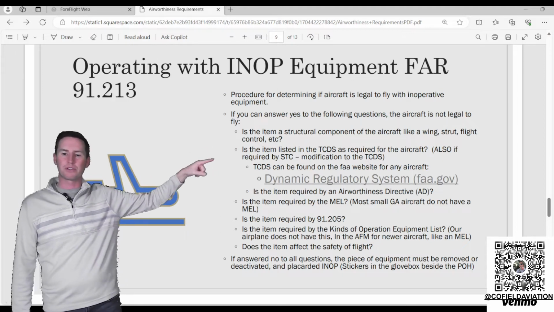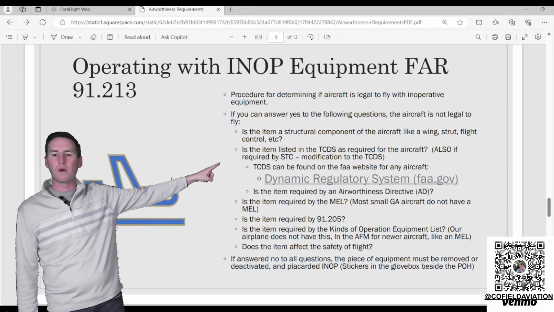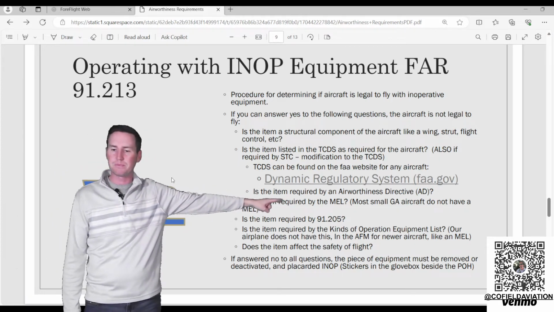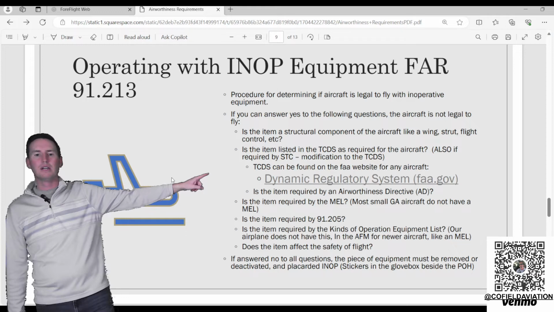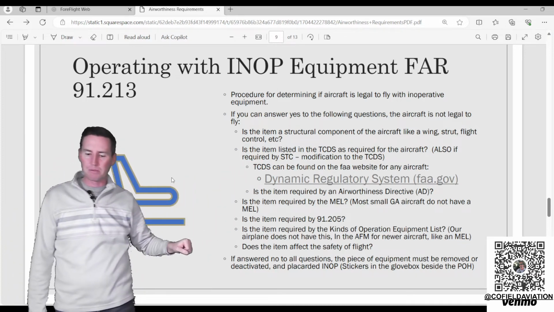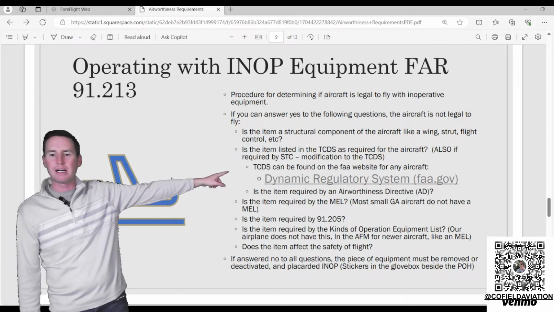This is a big one. I'm going to show you in just a second where we get that. Here's a link here in the dynamic regulatory system, and I'm going to show you how we look up that type certificate data sheet. This is the big one. But also, if it's required by an STC.